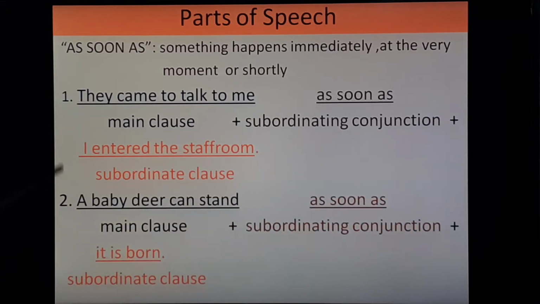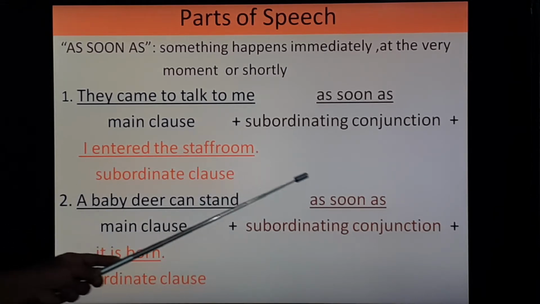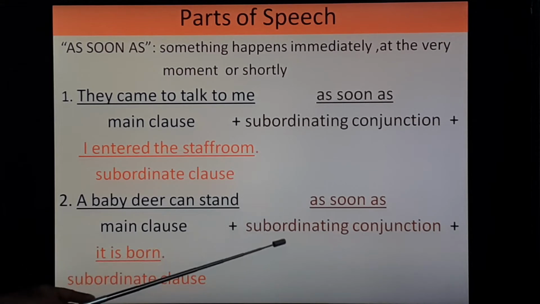Second example. A baby deer can stand as soon as it is born. Here a baby deer can stand, that is the main clause or you can say independent clause. Then as soon as, that is the subordinating conjunction, and it is born, that is the subordinate clause. Let's see more examples.